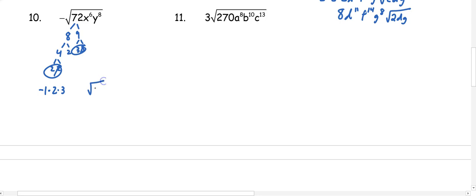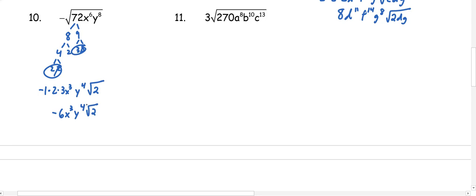Now, x and y both have even exponents, so we're just going to divide those by 2, and we get x to the 3rd, y to the 4th. So when I multiply my numbers, I get negative 6, x to the 3rd, y to the 4th, root 2.